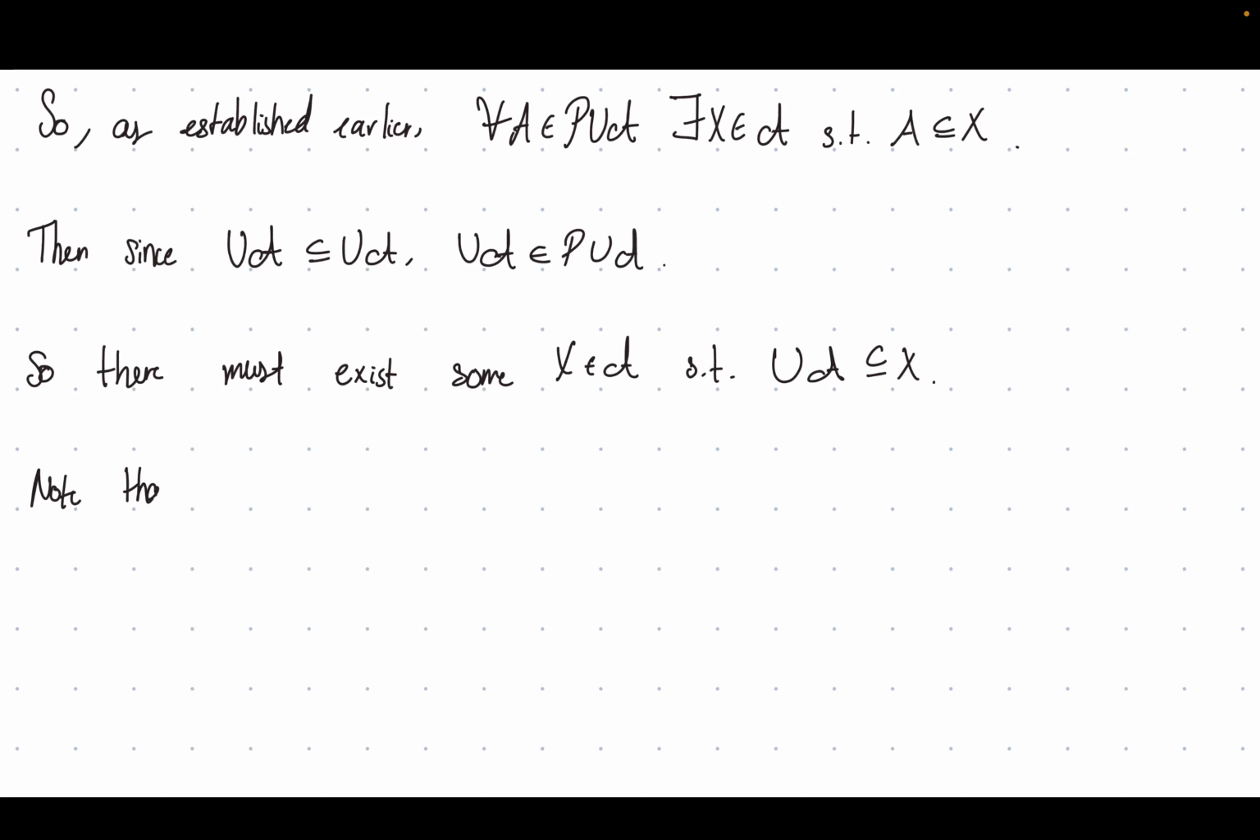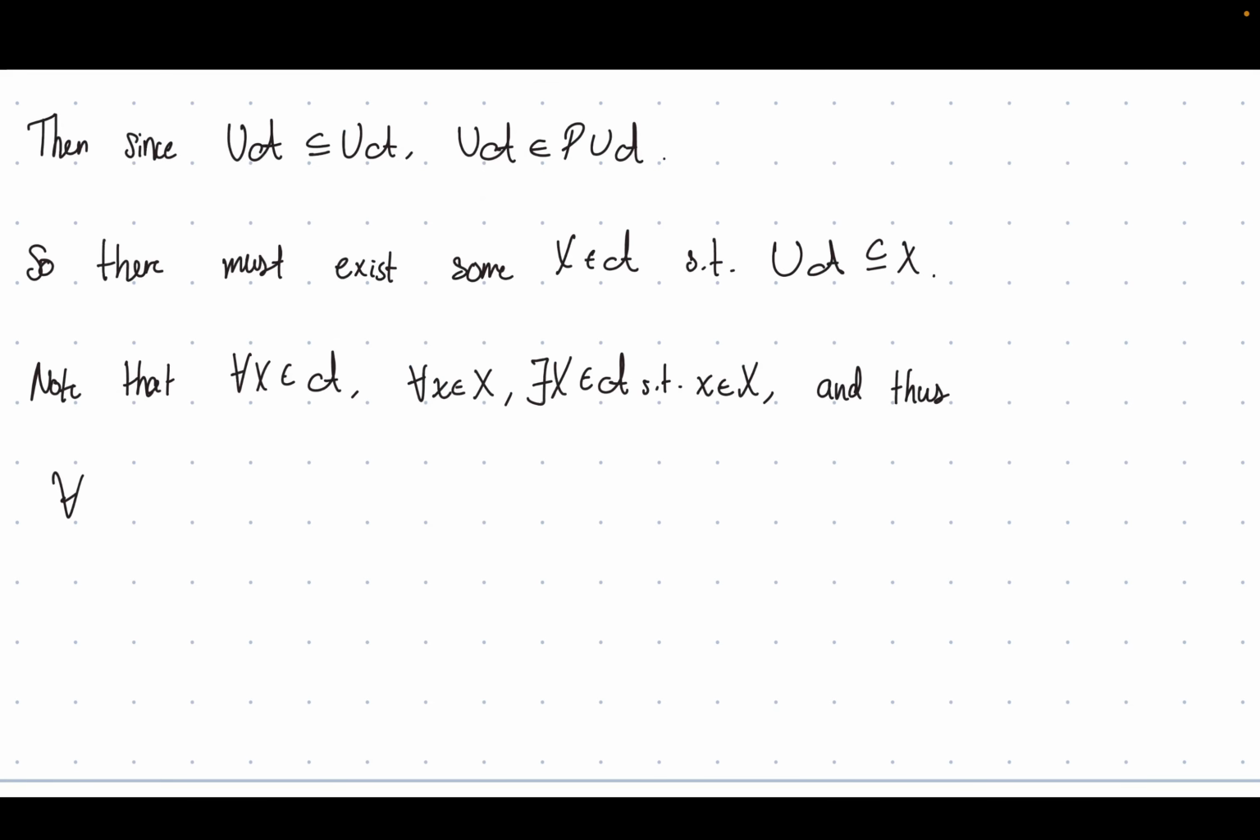Note that the union of script A is such that for all little x in big X, where big X is in script A, there exists some big X in script A such that little x is in big X, and thus little x is in the union of script A. Thus, for all big X in script A, big X is a subset of the union of script A.